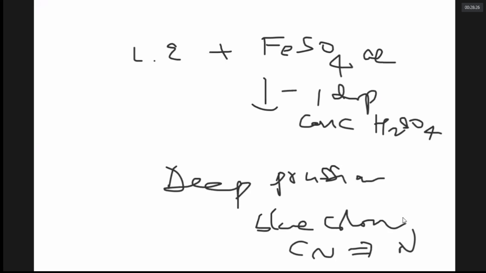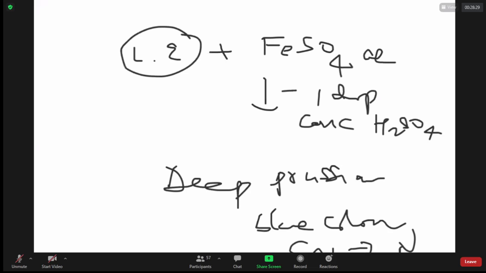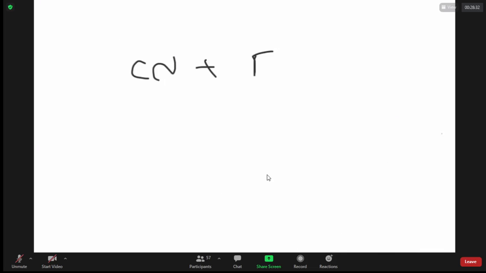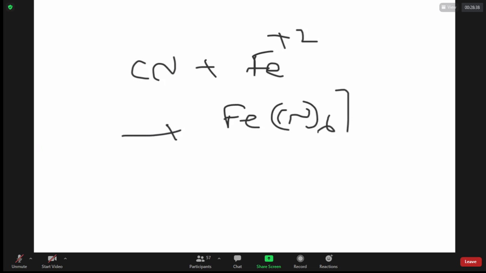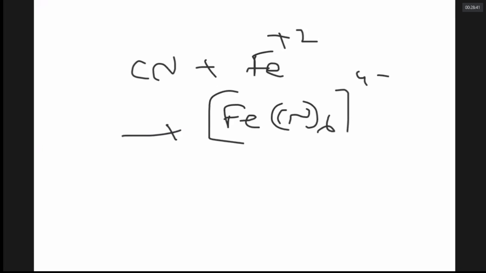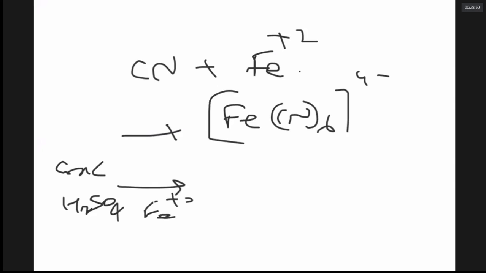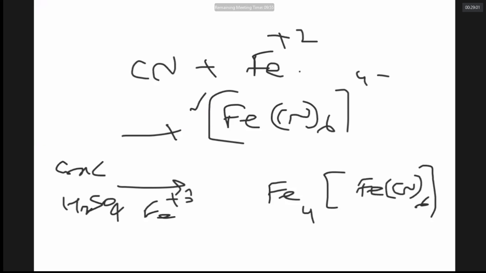Why am I getting the precipitate? If the Lassaigne extract has cyanide ions, they combine with ferrous ions of ferrous sulfate to give hexacyanoferrate complex. When you add a drop of concentrated sulfuric acid, some ferrous ions will become ferric ions. These ferric ions combine with ferrocyanide. Fe has 3 positive charge. Ferrocyanide complex has 4 minus charge. So you put 4 here, 3 there. It is called ferric ferrocyanide, which has Prussian blue color.